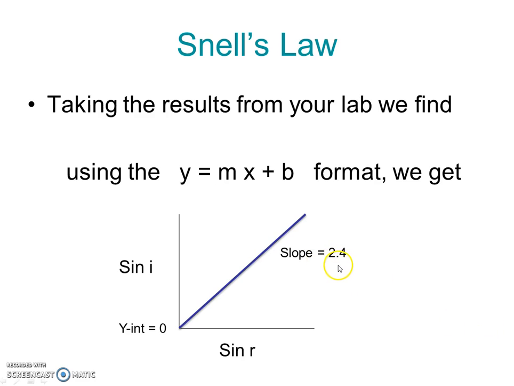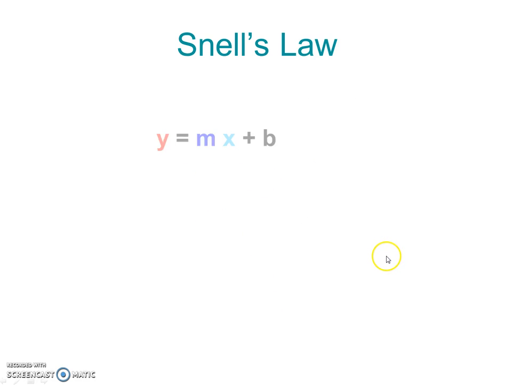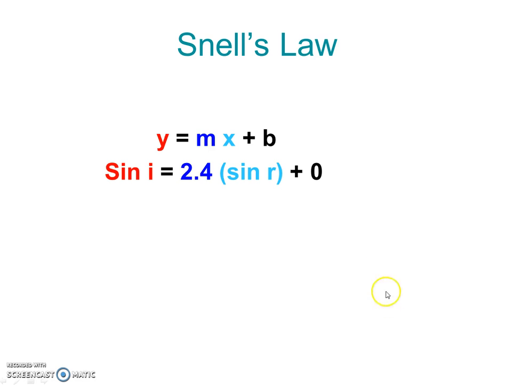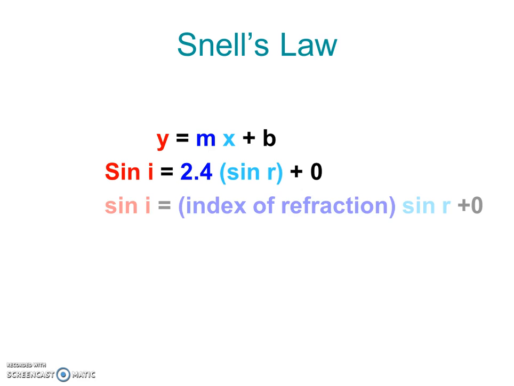So we should have gotten a slope of around 2.4. Sine of the angle of incidence is on the y-axis, sine of the angle of refraction is on the x-axis. Throw it into the y equals mx plus b format. Should have gotten something like that. Now, that 2.4 represents this thing called an index of refraction.